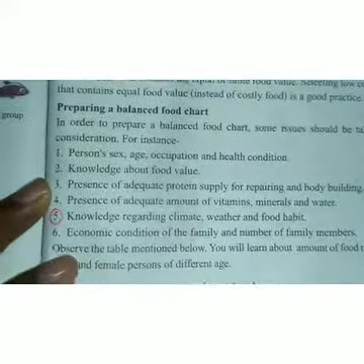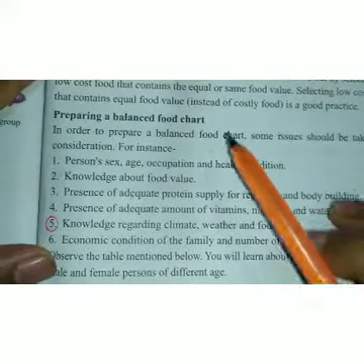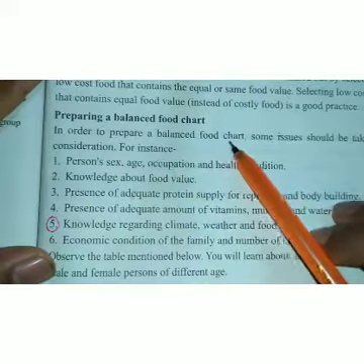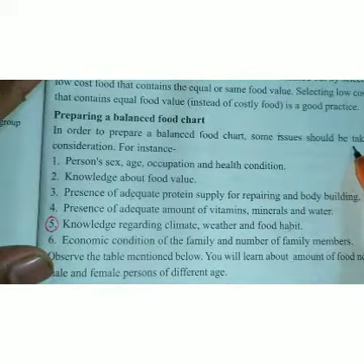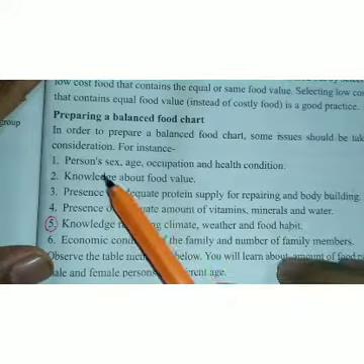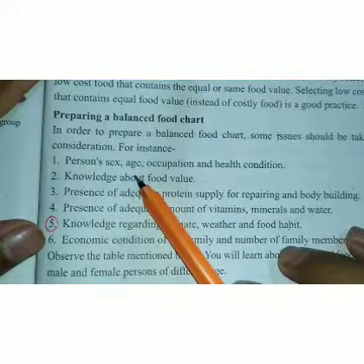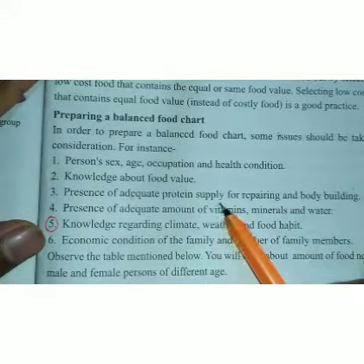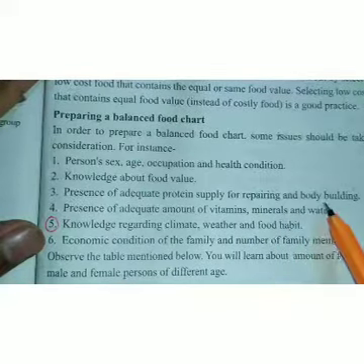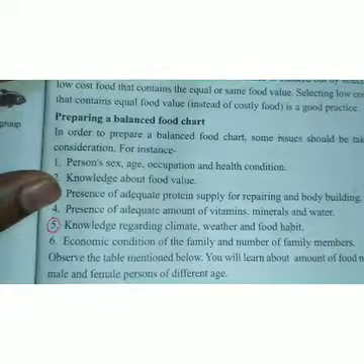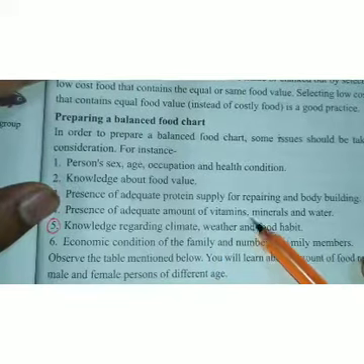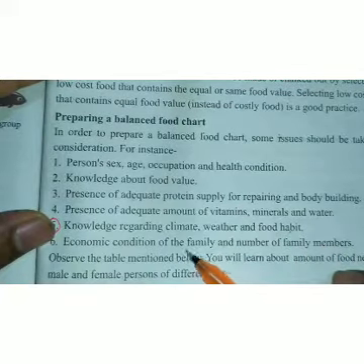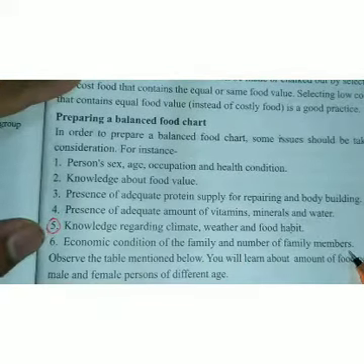Then, preparing a balanced food chart. In order to prepare a balanced food chart, some issues should be taken into consideration. For instance, person's sex, age, occupation, and health condition, knowledge about food value, presence of adequate protein supply for body building, presence of adequate amounts of vitamins, minerals, and water, knowledge regarding climate, weather, and food habit, economic condition of the family, and number of family members.